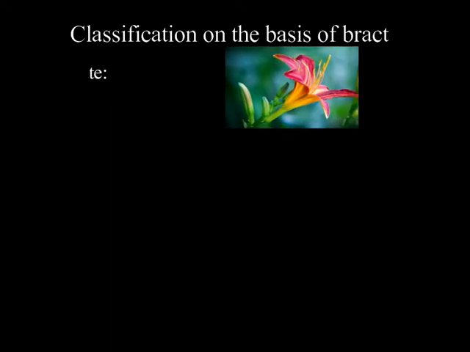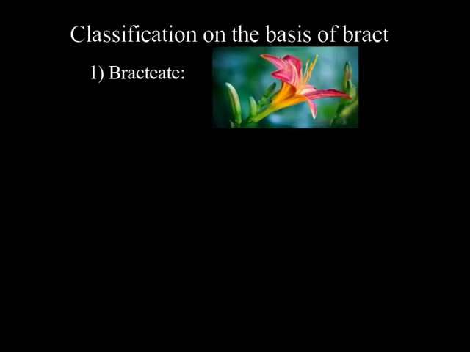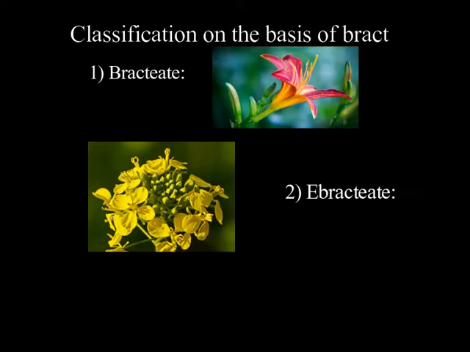Flowers are of 2 types, bracteate flowers and ebracteate flowers. Bracteate flowers have a small leaf-like structure called a bract or hypsophyll at the base of the pedicel. For example, China rose, tulip, etc. Ebracteate flowers lack a bract at the base of the pedicel. For example, mustard, members of the cruciferous family.